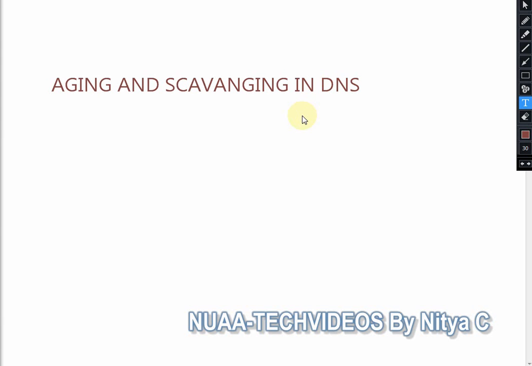So guys, it is very important to set aging and scavenging in DNS in order to clear your old stale records. So let me tell you what aging and scavenging is. This is basically a service which supports a mechanism for performing cleanup and removal of stale records, which can accumulate in zone data over time. It helps to maintain the dynamic DNS environment by regular deletion of stale records from the DNS database.